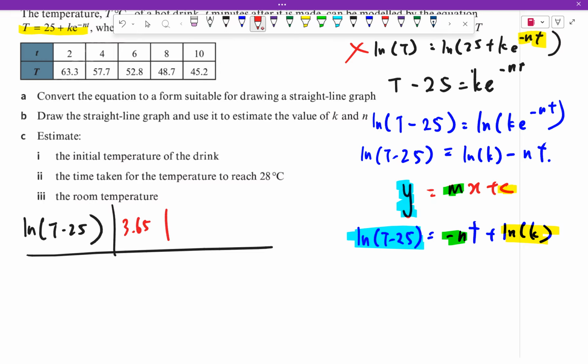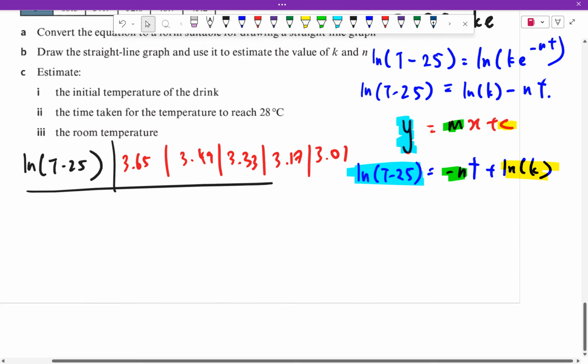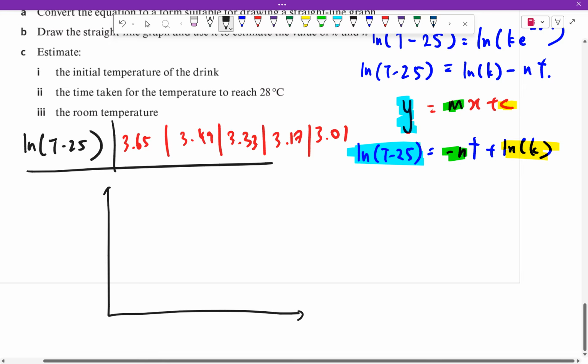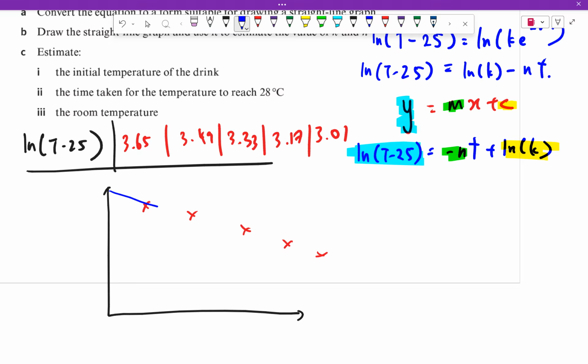So you should get 3.65, 3.49, using the calculator 3.33, 3.17, and 3.01. Hence, that results in a graph that looks something like that, and you have a straight line graph. Done.